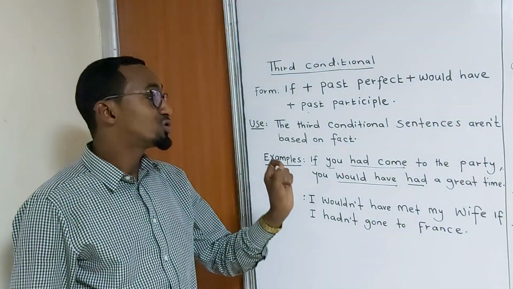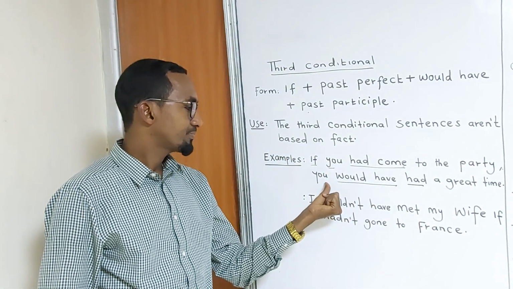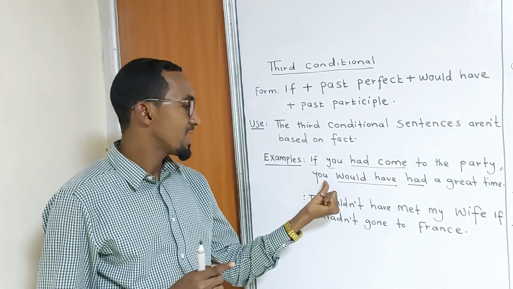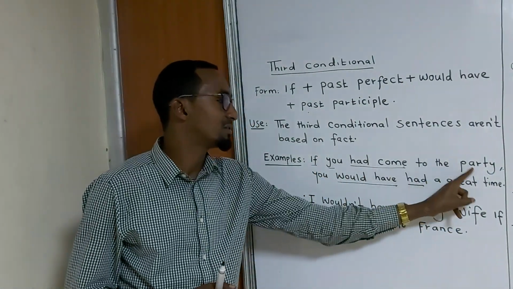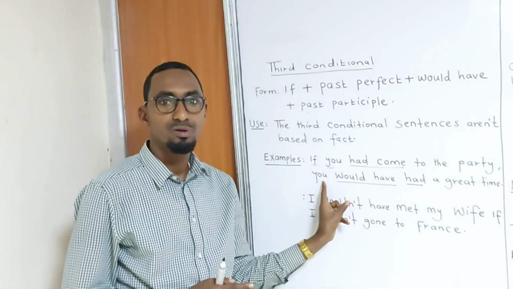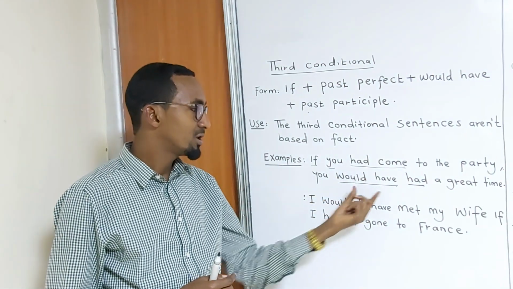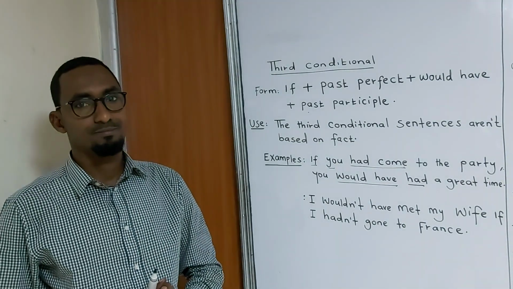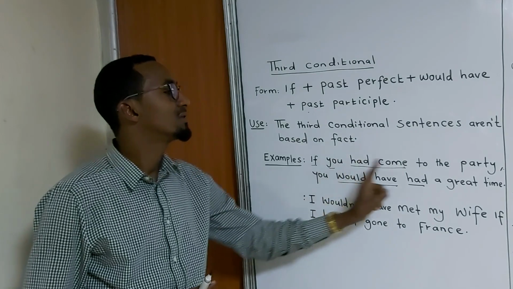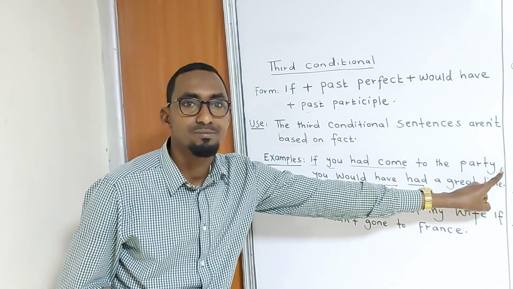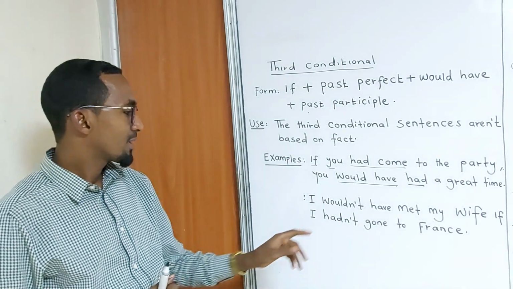We can also start the sentence with the result clause. We can say, you would have had a great time if you had come to the party. I can start from the result clause. But when I start the sentence with the result clause, we will not have a comma. But when we start the sentence with the if clause, then we should have a comma. That's a must.